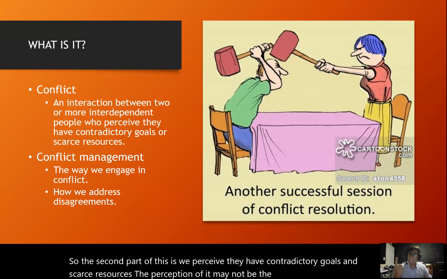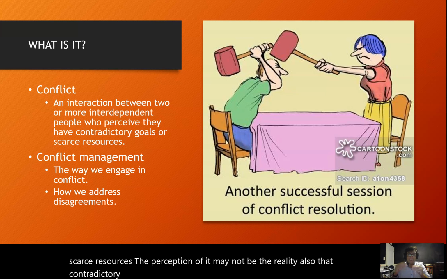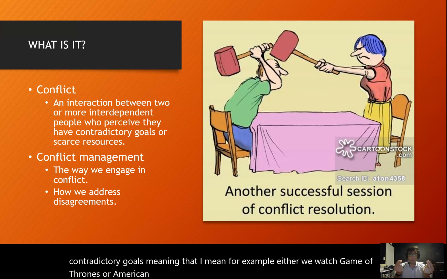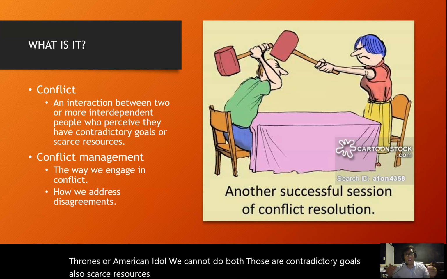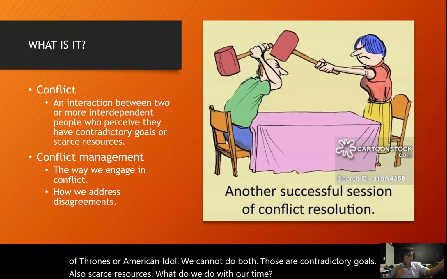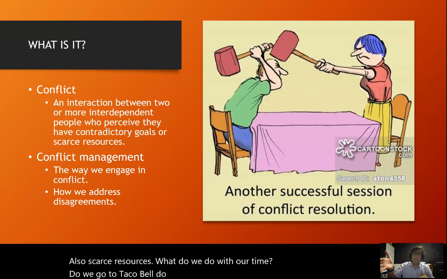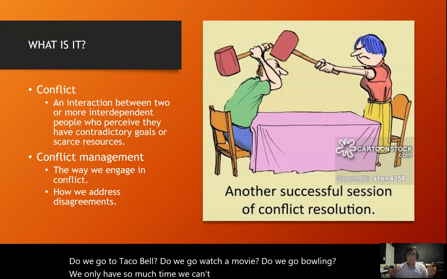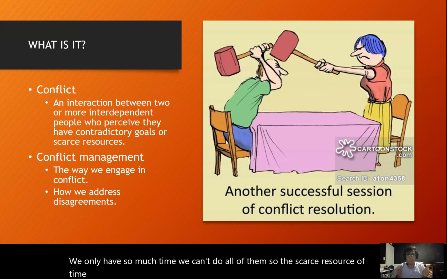Also, the contradictory goals, meaning that, for example, either we watch Game of Thrones or American Idol, we cannot do both. Those are contradictory goals. Also, scarce resources. What do we do with our time? Do we go to Taco Bell? Do we go watch a movie? Do we go bowling? We only have so much time, we can't do all of them, so the scarce resource of time is something we may have conflict over.